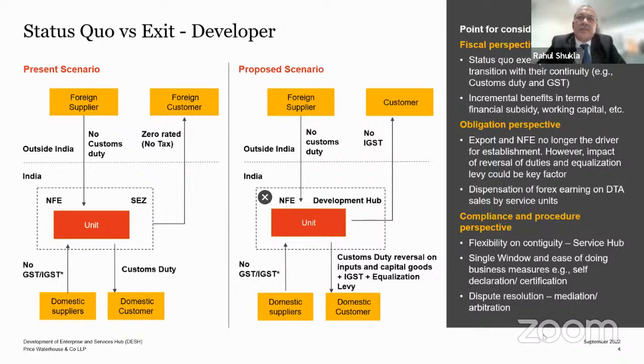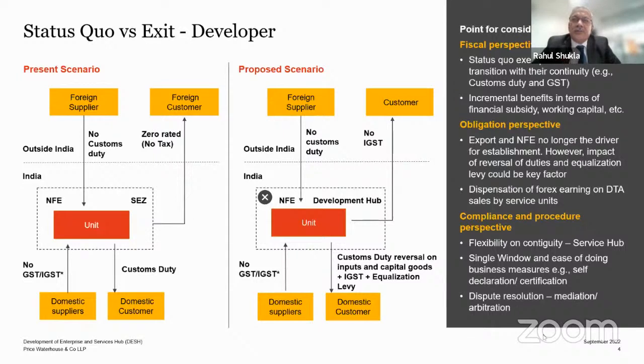And there could be a separate set of these incentives for the development hubs, the enterprise hubs or the service hubs. Two, it also becomes attractive for the unit because if export and NFE is no longer the driver for establishment, there are other eligibility criteria more to do with economic activity, while there could be an impact which needs to be evaluated from a reversal of duty perspective, which currently happens in the EOU as well. And even in MOOWR, you do end up paying duties on the input side. But on the equalization levy, while we understand it may not be there, we still need to see what happens, and whether there are any alternatives that the government is contemplating.